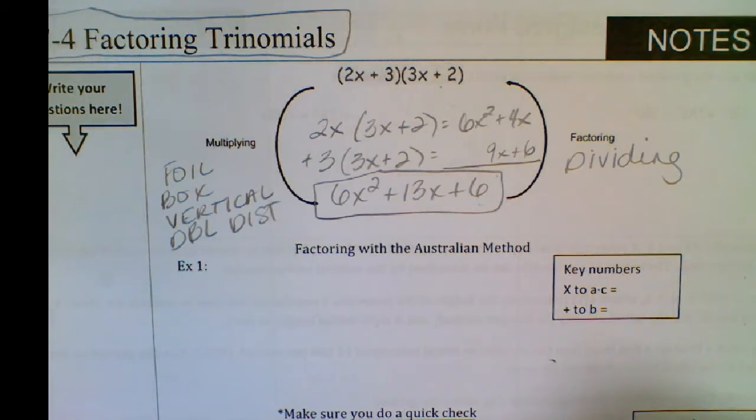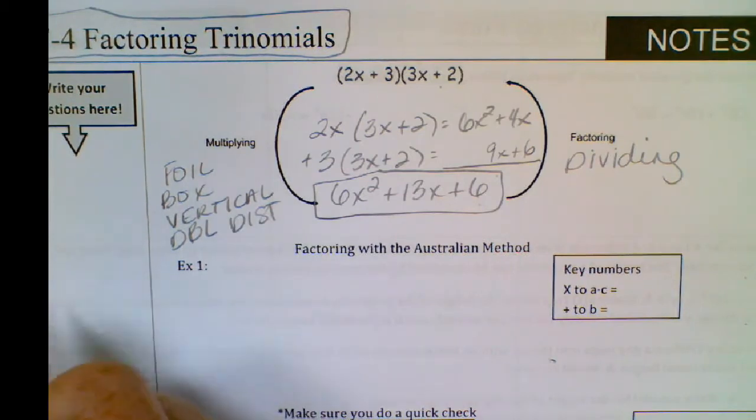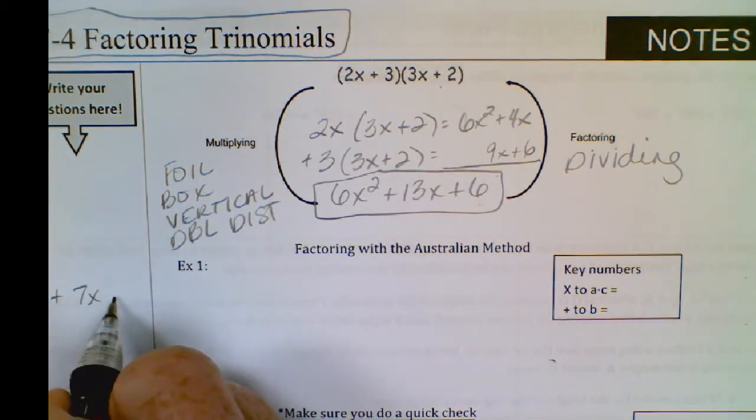There's a new method that I found this year called the Australian method, which is kind of interesting. We're going to do a really fun factoring activity in class before we even start practicing with these. We're going to start with really simple factors that will look something like this, like x squared plus 7x plus 10.